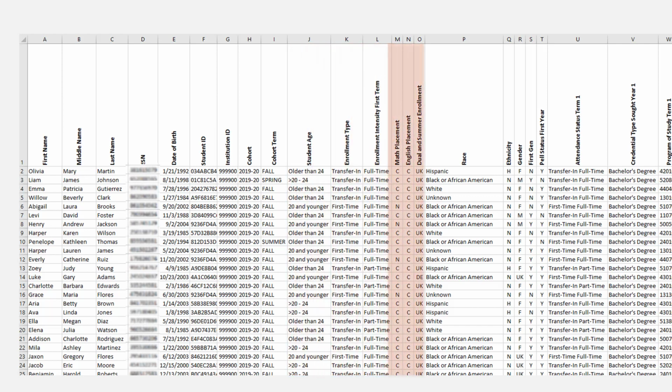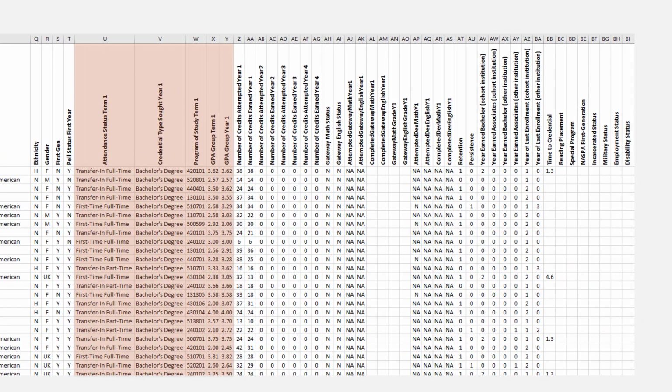The Math and English placement columns identify which students were placed into math or English developmental or college-level classes by the institution. And the dual and summer enrollment column indicates whether the student was a prior dual or summer enrollment student. The next 5 columns provide demographic information about the student and if the student was granted a Pell Grant in their first year. And the next 5 columns give information about the attendance, credential type sought, program of study, and GPA in the student's first year.